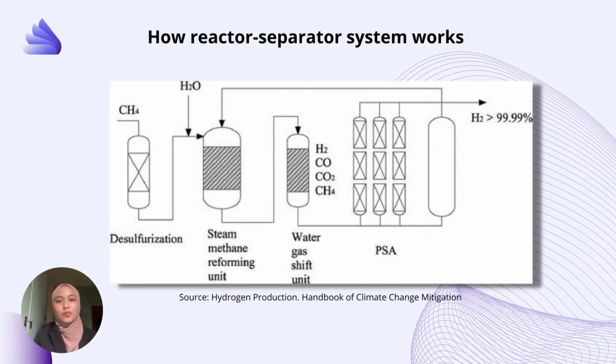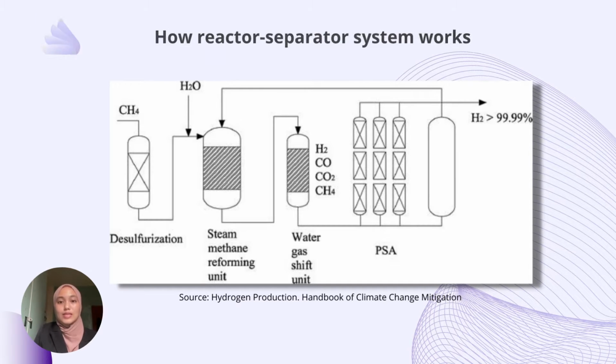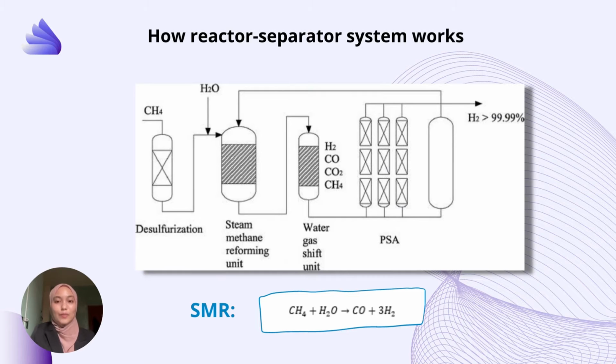Hydrogen production in the SMR process mainly involves two main reactions, which are in the SMR and WGS units, followed by the adsorption process in the PSA unit. The diagram of the general SMR process is as above. Firstly, let's focus on the SMR unit.